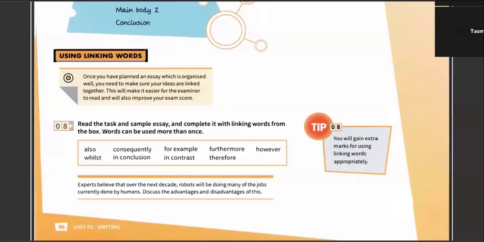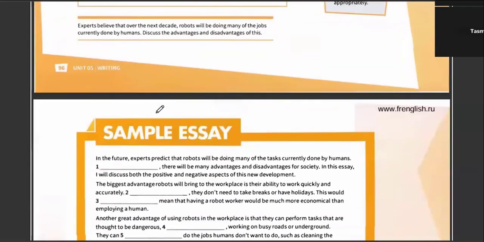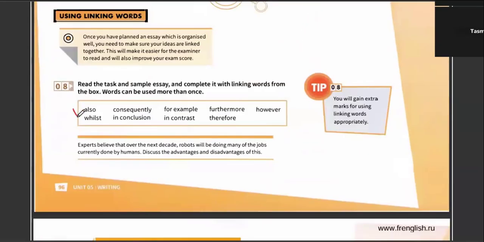So here in activity 8, we can see there are some words. There are, I think, 9 words. Yes, not words, words and phrases. So we have to use these in our sample essay that is given down below here. These are all the linking words that we should use in our essays to make it seem very seamless. So what we will be doing is we will see the 9 words. They are also, consequently, for example, furthermore, however, whilst, in conclusion, in contrast, and therefore. So these are the linking words given here.